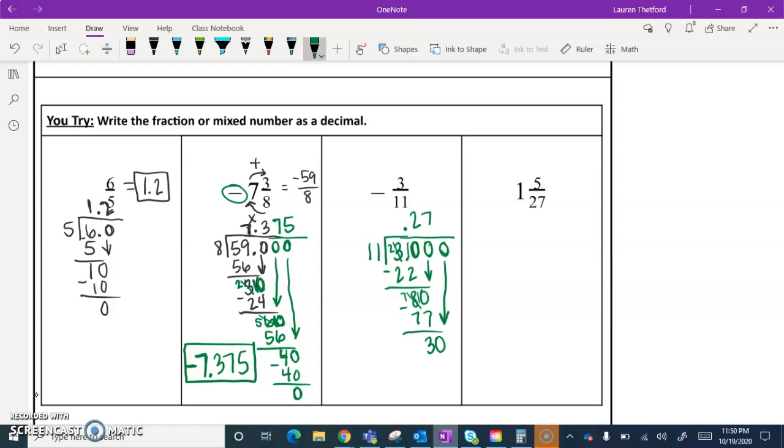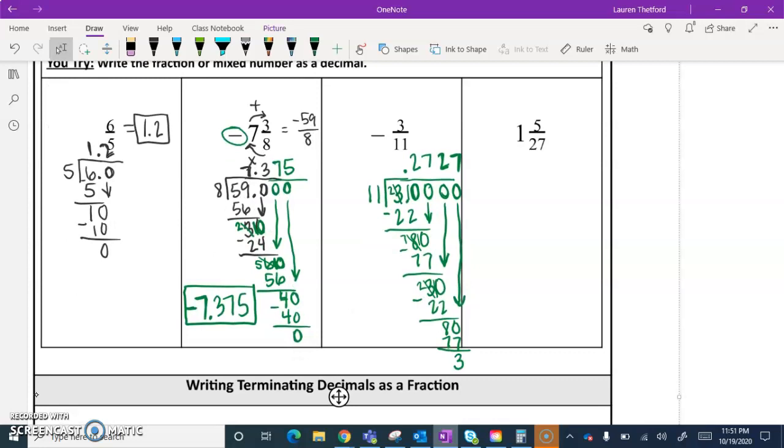11 goes into 30 2 times, now I'm starting to see that pattern. 2 times 11 is 22. When I subtract that, I get 8. Oh, we've had this before, but let's just do one more 0. And so 11 goes into 80 7 times. That gives me 77, because 7 times 11 gives me 77. And when I subtract, I get a 3 again. So you'll see that my pattern started happening.